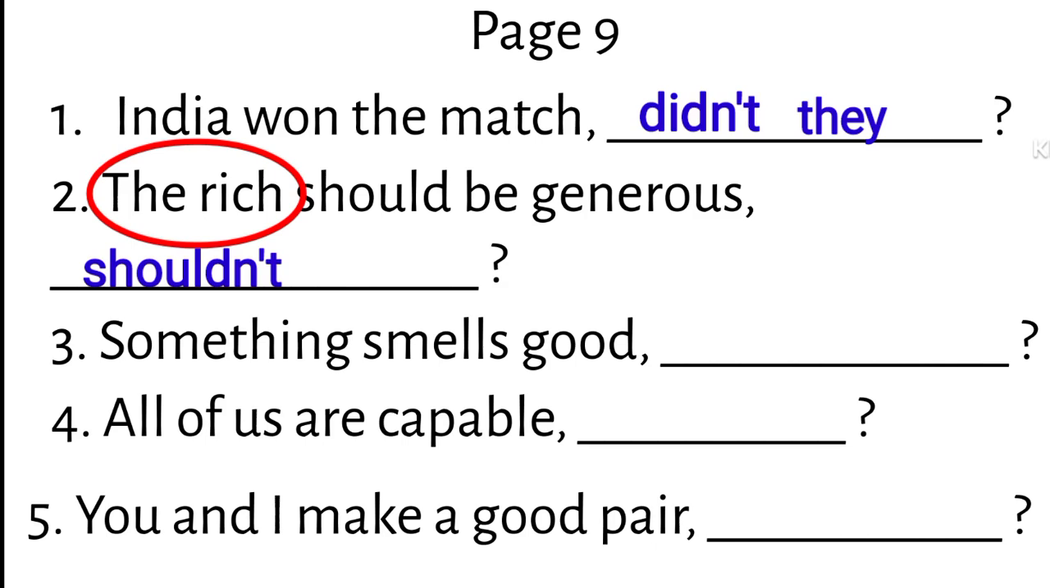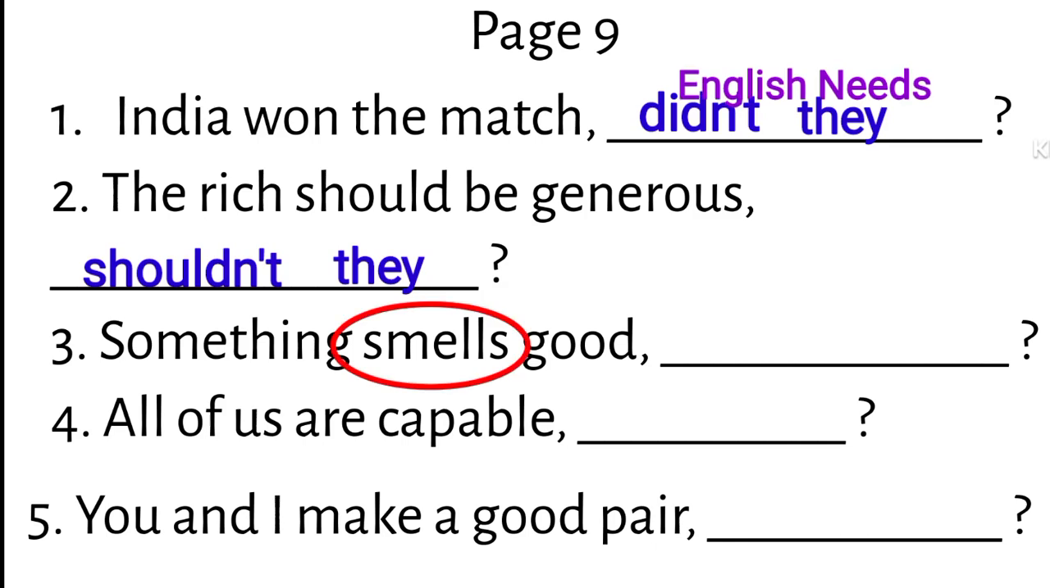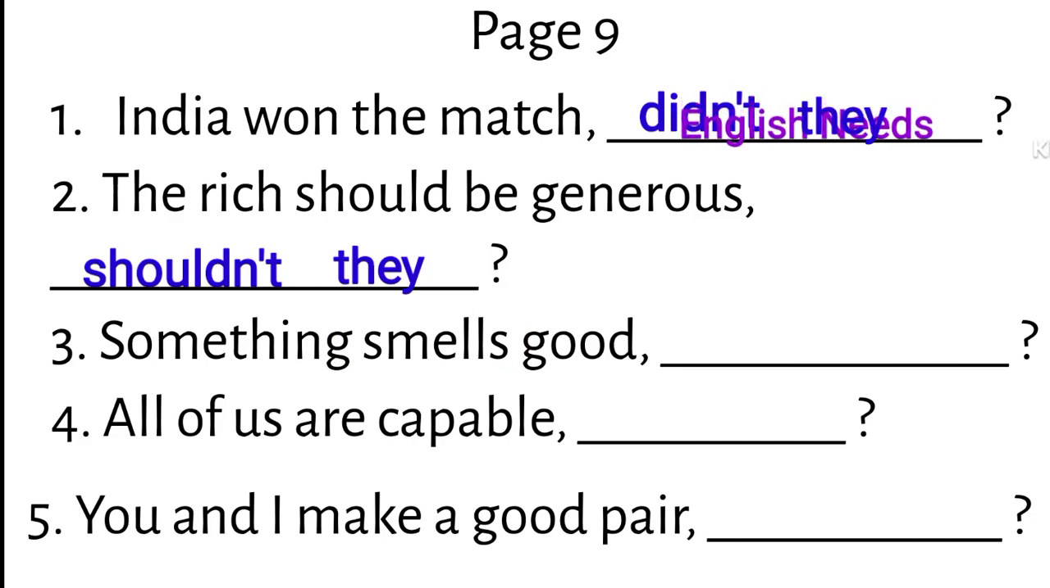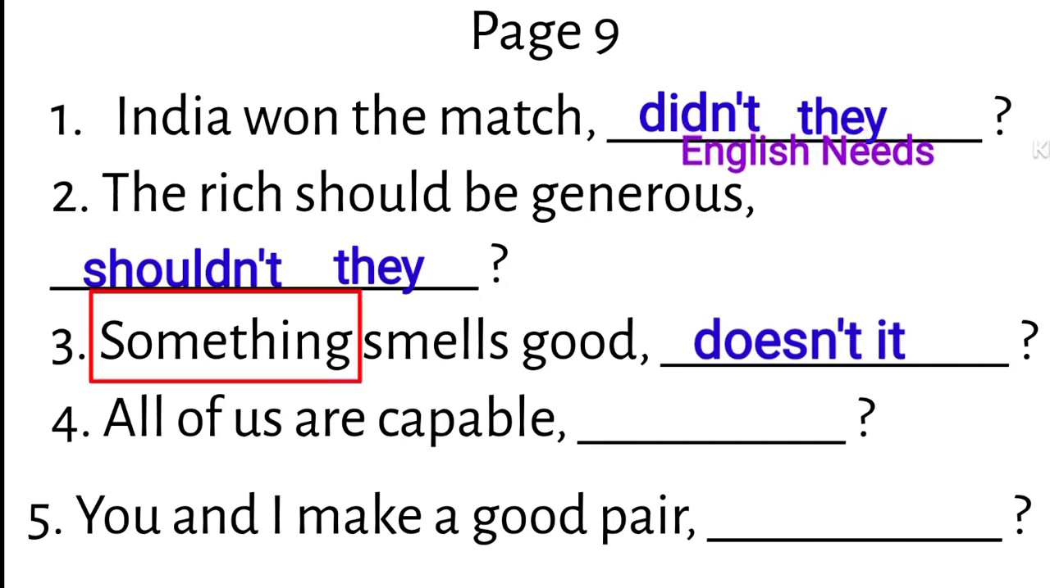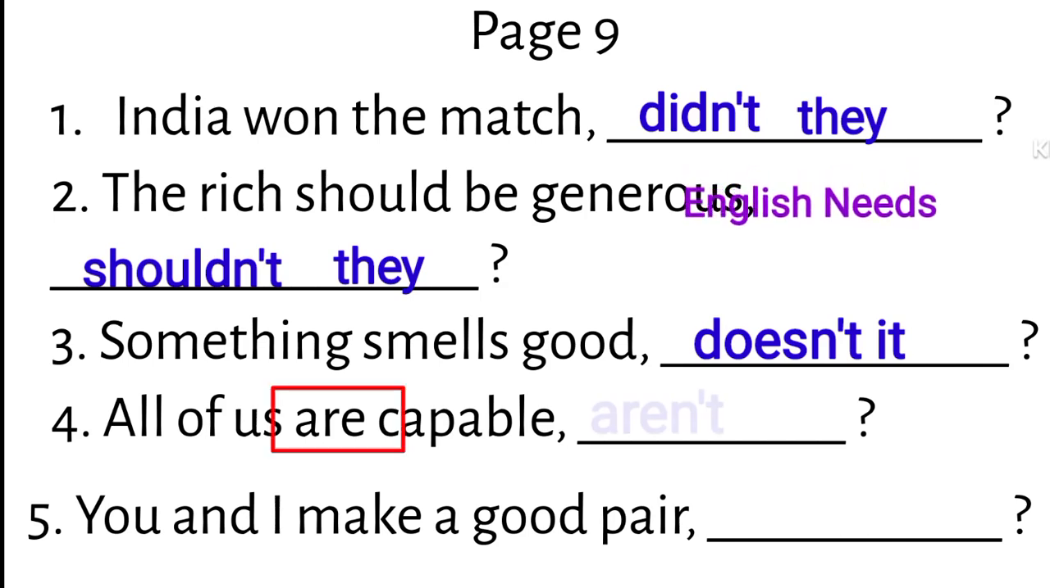Here, the subject, the rich, represents a class of people. Therefore, it is plural. So, they is used. For the verb smells, does is the choice. And its negative is used in the tag. So, it is doesn't. Something is uncountable. It is taken as singular. So, use it. In the fourth sentence, are is changed to aren't.